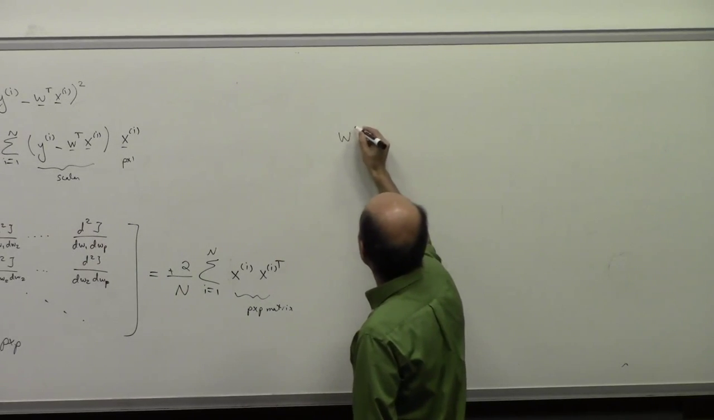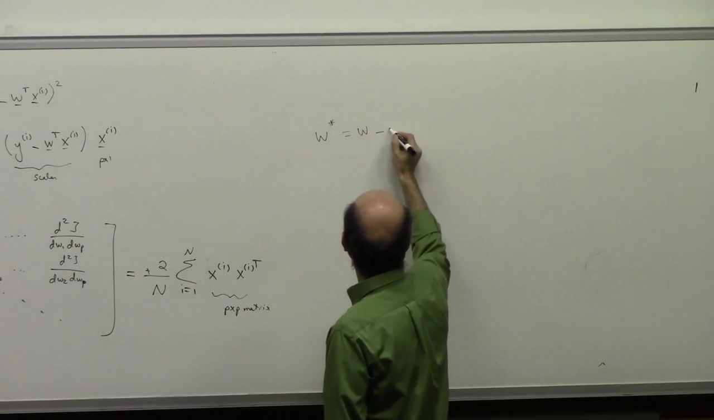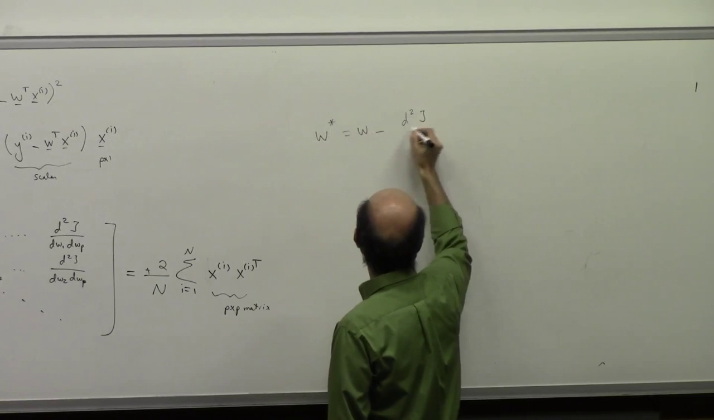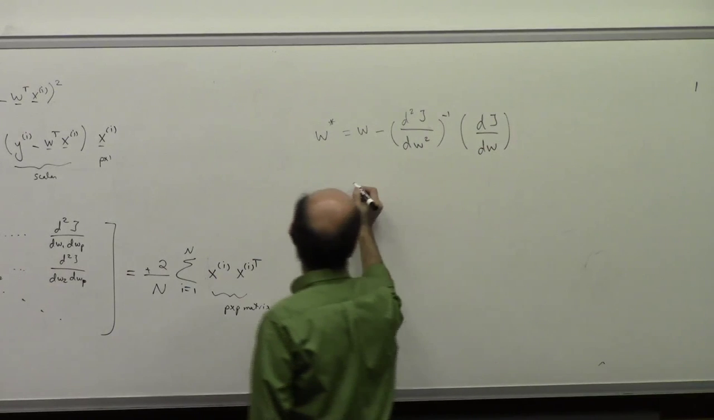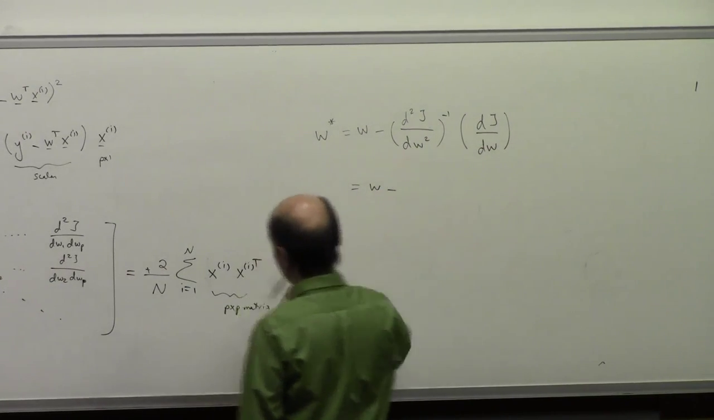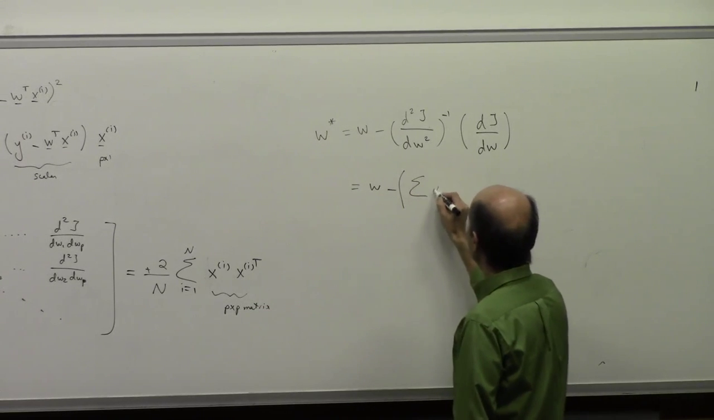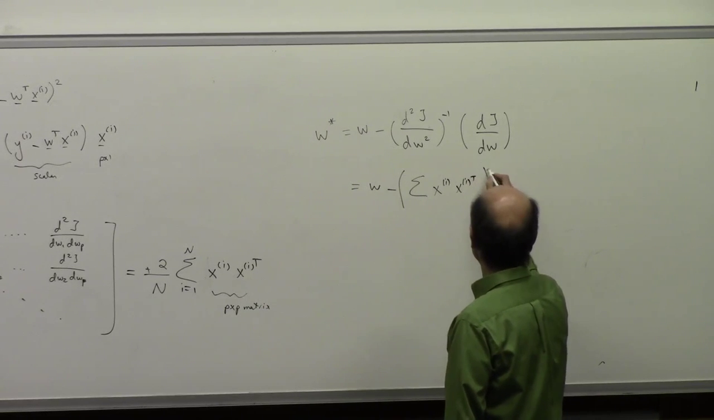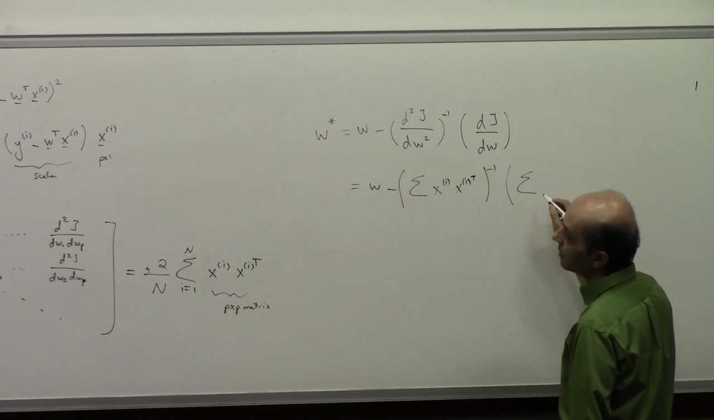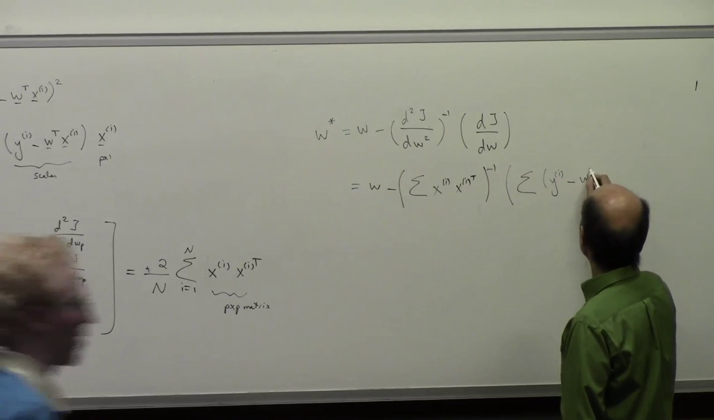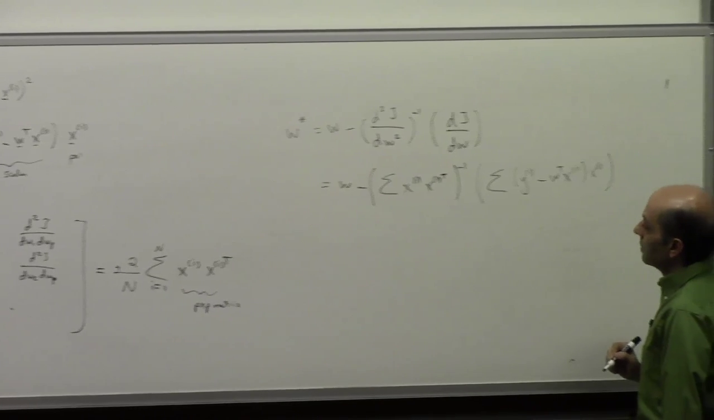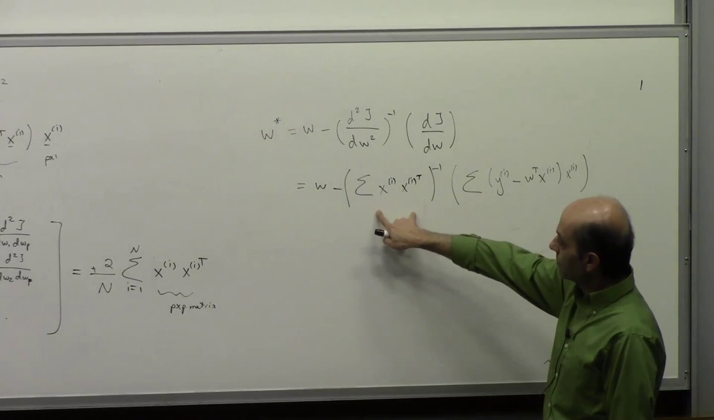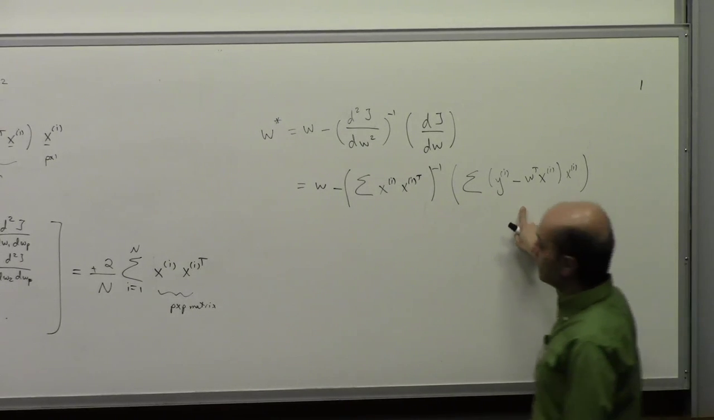Now what I get is w star is equal to w minus the second derivative inverse times the first derivative, which is equal to w minus, as shown here, the inverse of the sum of xi xi transpose times the sum of (yi minus w transpose xi) times xi. So this term is normalizing this.